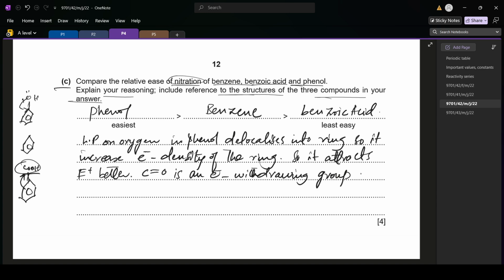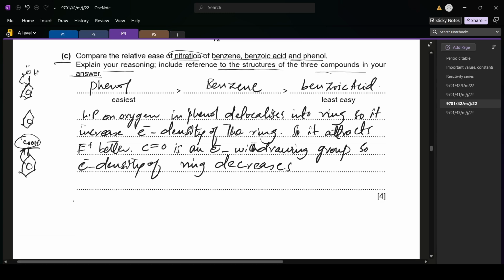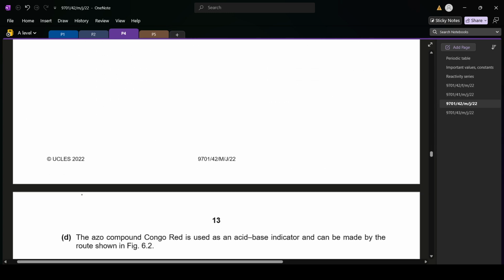So the electron density of the ring decreases. That's why it attracts electrophile less. The electrophile is attracted less in benzoic acid. Okay, this is your reason.